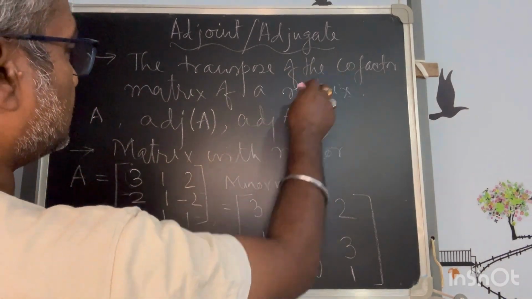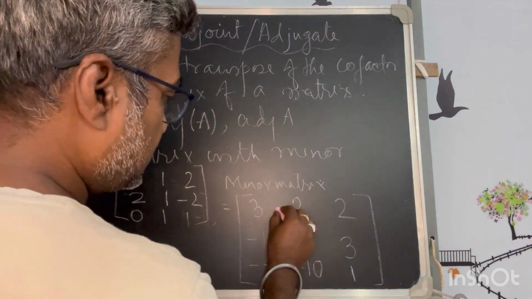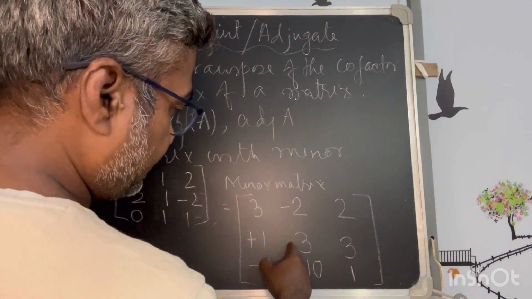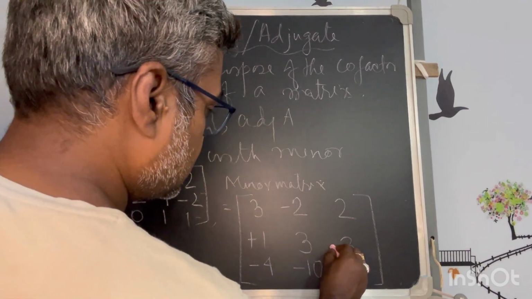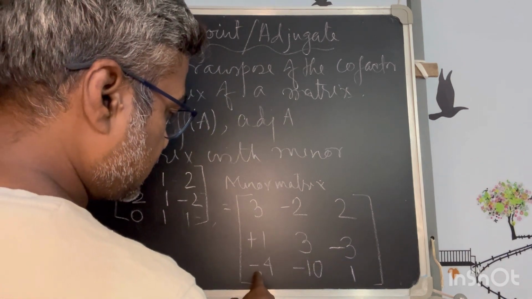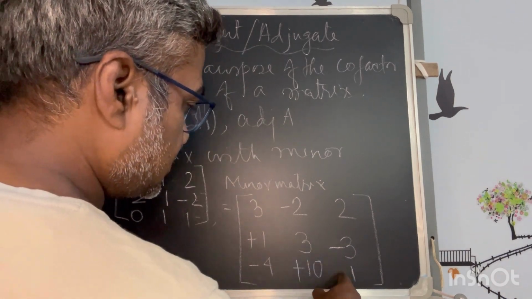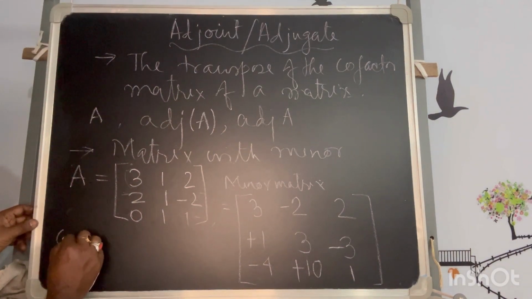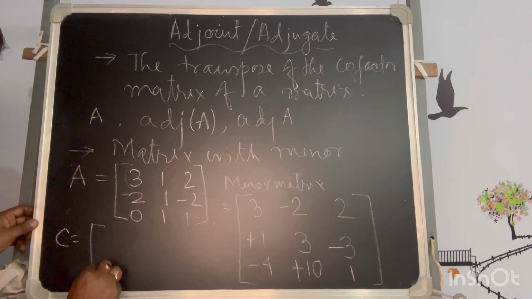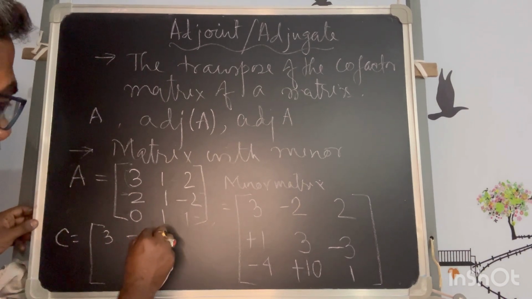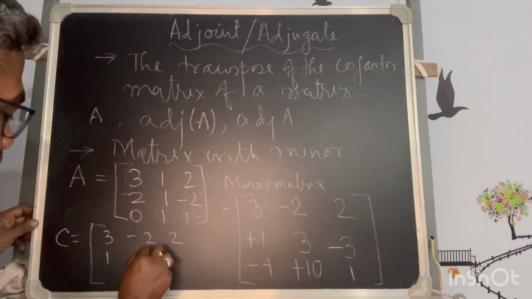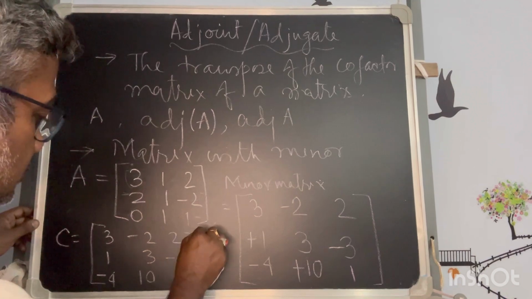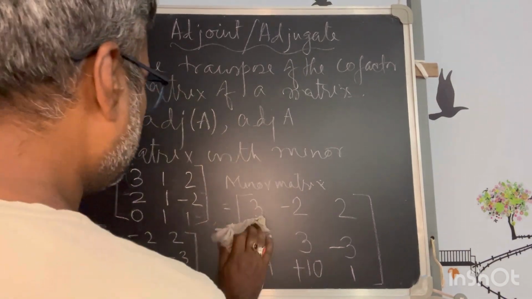Now if we put the signed value of the position, this is plus, this will be minus, this is plus, this is minus, so this will become plus, this is minus, this is minus, this is plus. This is minus, so this will be affected by minus 1. Then again this is plus, this is minus, so this will be affected by minus, so this is plus. So this will be the change. So let me write the cofactor matrix C as 3, minus 2, 2, 1, 3, minus 3, minus 4, 10, 1. So this will be the change. Okay, let me rub this part.